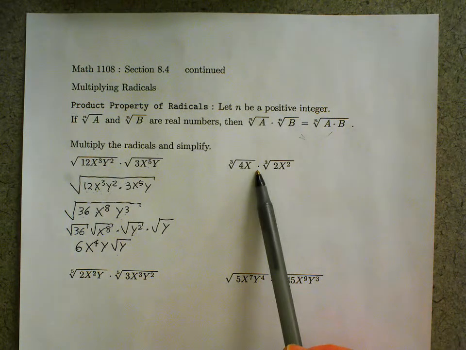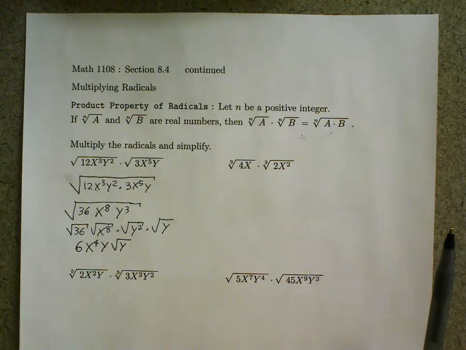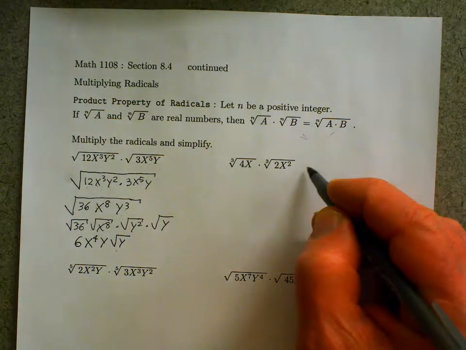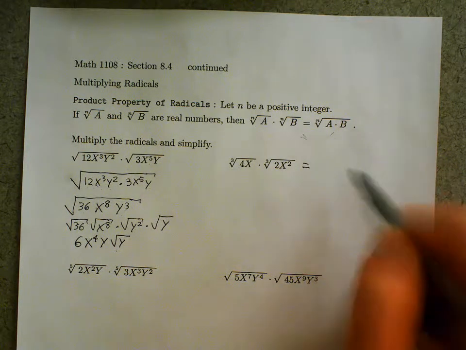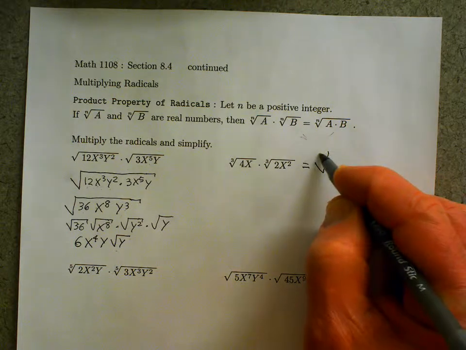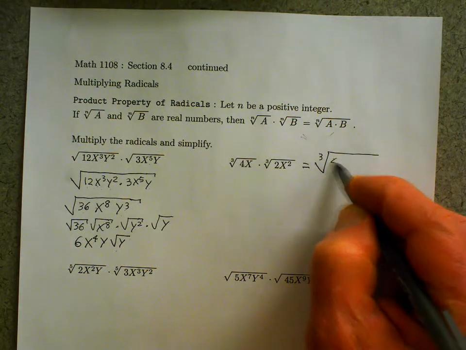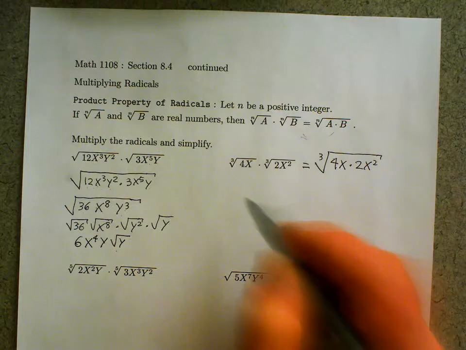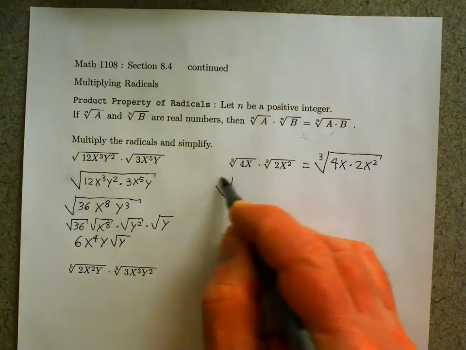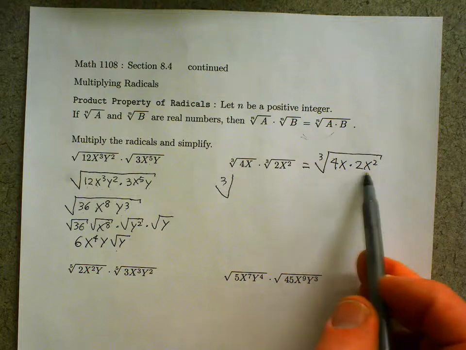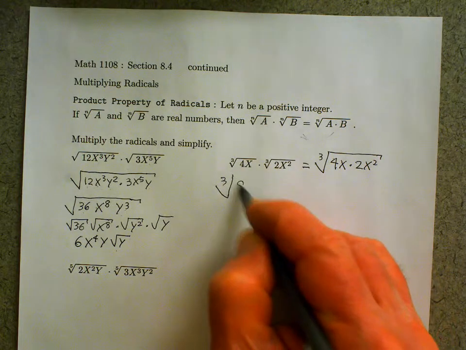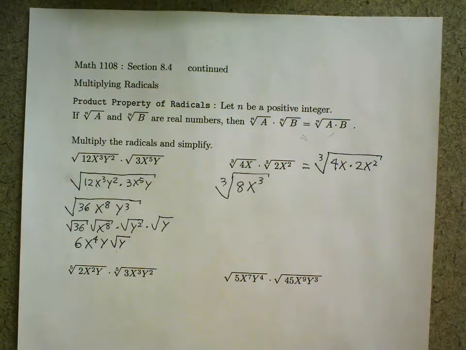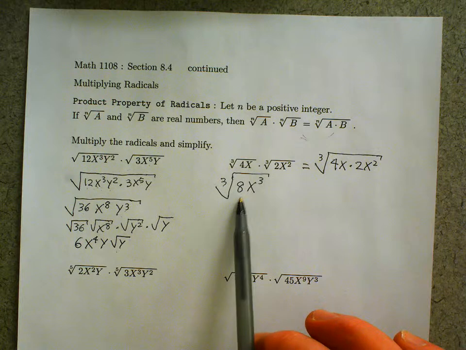Okay, the next one, we're multiplying two cube roots. The cube root of 4x times the cube root of 2x to the second. Okay, if we just multiply, write this as a single cube root and multiply the radicands. So inside the cube root, we have 4x times 2x to the second. And then inside the radical, we simplify the product. 4x times 2x squared is 8x to the third.